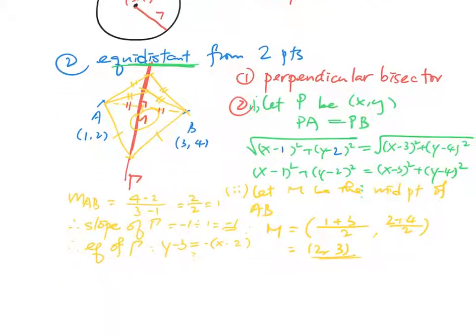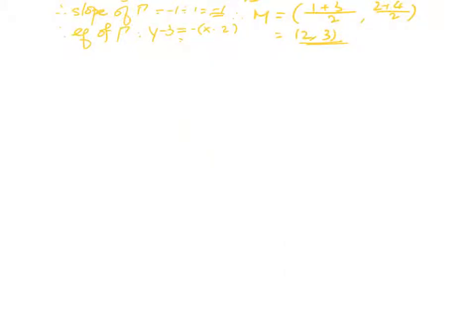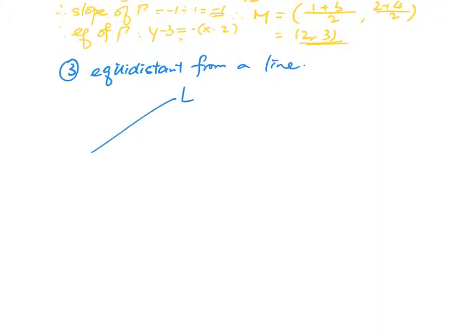After having equidistant from one point and two points, now we start talking about equidistant from a line. So number 3, equidistant from a line. That means at first you have a line L, and then you have to find the locus of it.